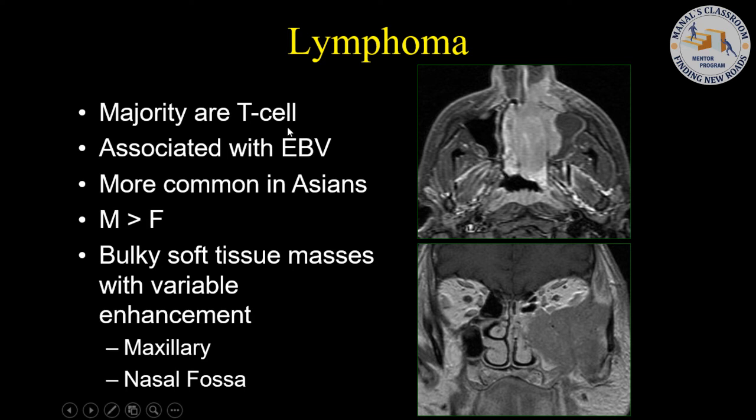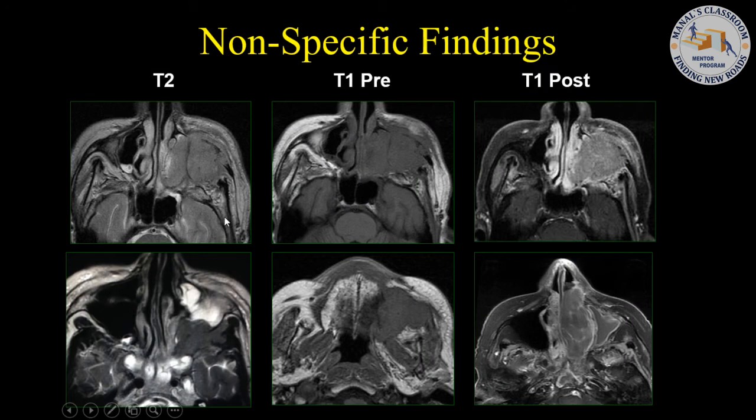They're often associated with Epstein-Barr virus. They're a little bit more common in Asians, but from an imaging standpoint, they are completely non-specific, and there's nothing we can do. But what we can do is always remember this in our reports. Again, this just emphasizes the non-specific findings. This is a T2 weighted image. These are both lymphomas. In this case, it's intermediate signal. In this case, it's low signal. In this case, it's intermediate signal, and here we see differential enhancement. This one enhances a fair amount, this one not so much. So again, the imaging findings in lymphoma are non-specific.